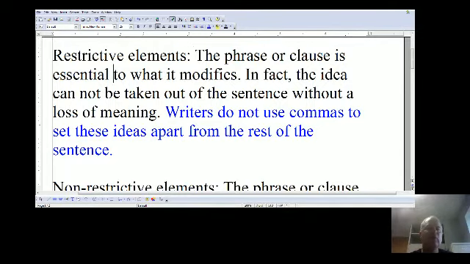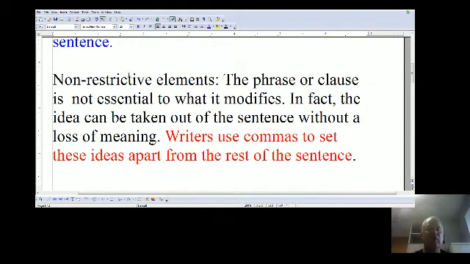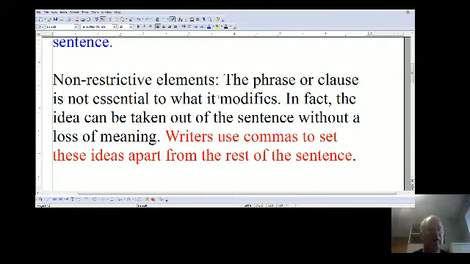All right, so again, restrictive element: the phrase or clause is essential to what it modifies. In fact, the idea cannot be taken out of the sentence without a loss of meaning. Writers do not use commas to set these ideas apart from the rest of the sentence. Non-restrictive element: the phrase or clause is not essential to what it modifies. In fact, the idea can be taken out of the sentence without a loss of meaning. Writers use commas to set these ideas apart from the rest of the sentence.